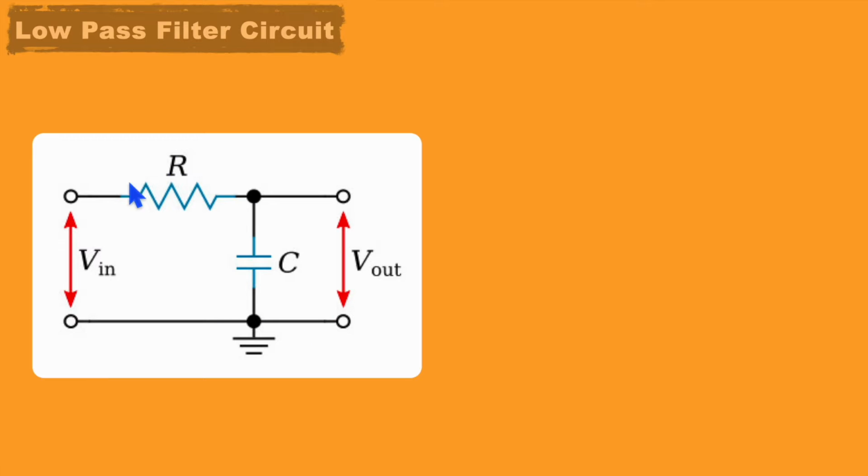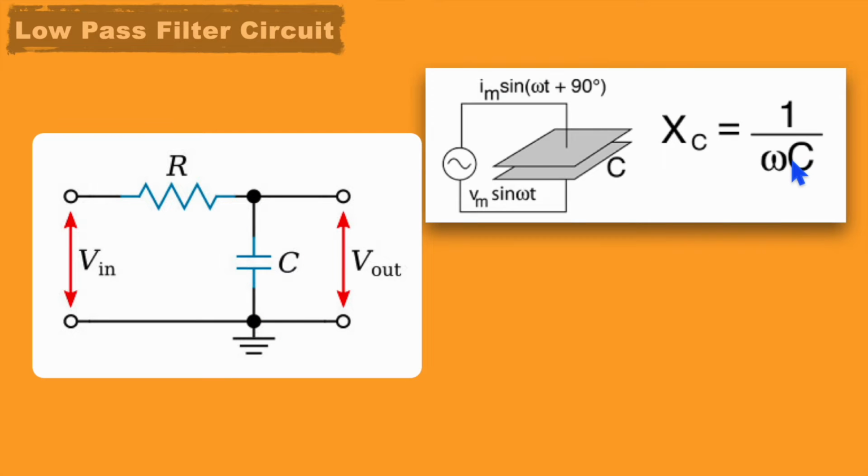Here the resistance of this resistor is constant, but the reactance of this capacitor varies, depending on the frequency. Xc equals 1 divided by omega C, and omega equals 2 pi f, so the reactance of the capacitor is equal to 1 divided by 2 pi fC. Here we can clearly see this reactance is inversely proportional to the frequency. So for lower frequency, reactance will be higher, and for higher frequency, the reactance will be lower.